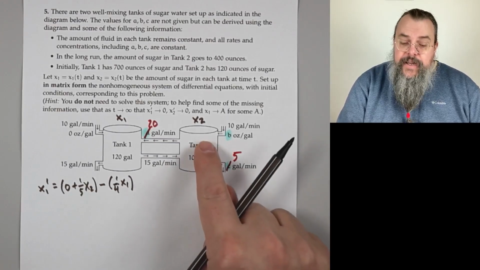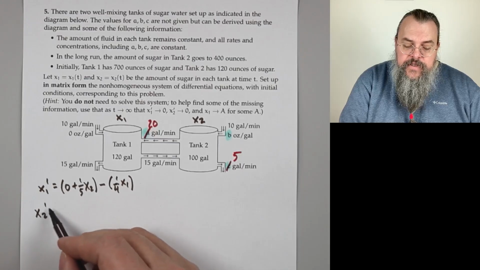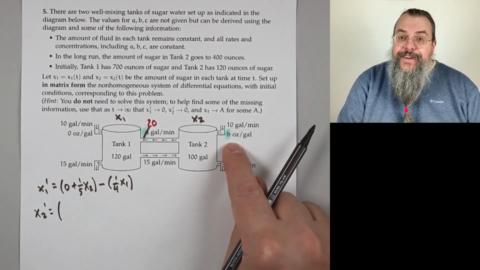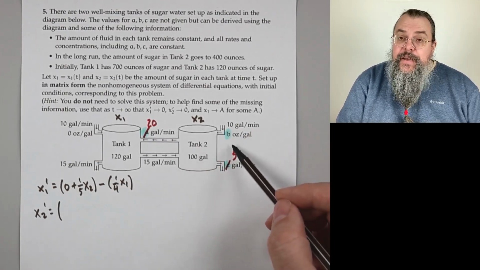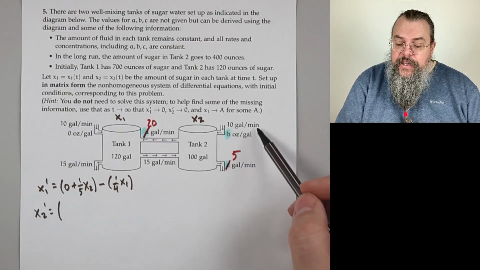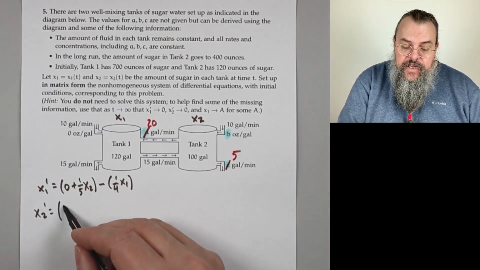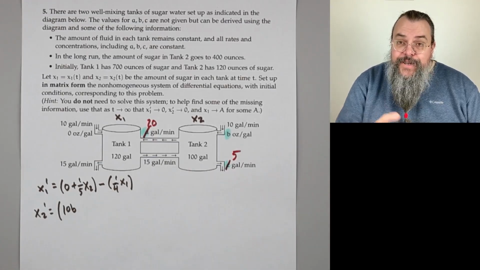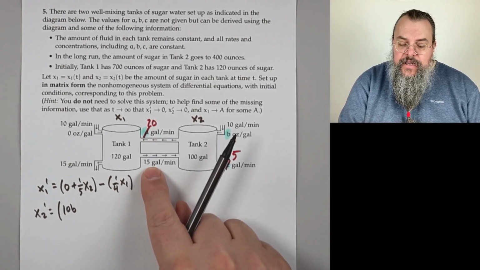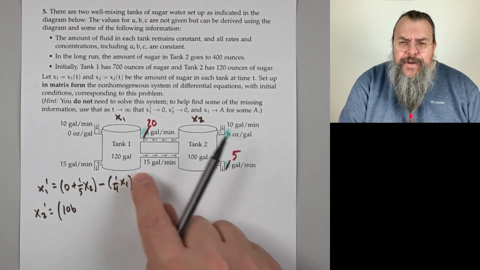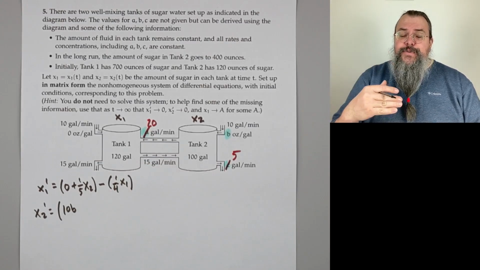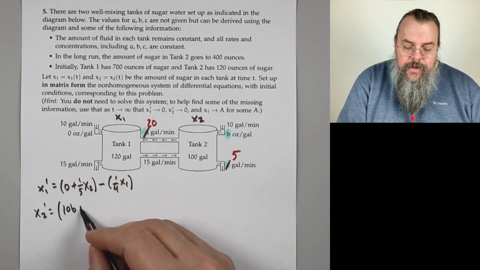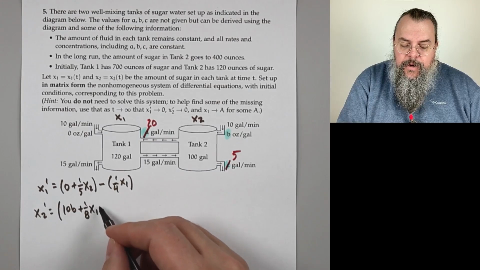All right, now we come to x2. What's happening there? How much is coming in? 10b, right? Because I don't know what b is, but I know there's 10 gallons per minute, and there's b ounces per gallon. So there's 10b flowing in. I'm also getting something from tank 1. How much from tank 1? Well, 15 of the 120 gallons. How much is that? 15 divided by 120 is 1 over 8, because if you multiply 15 times 8, you get 120. So I get 1/8 of what's in tank 1.